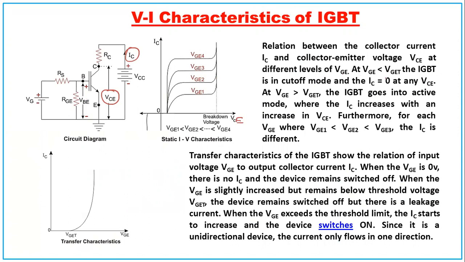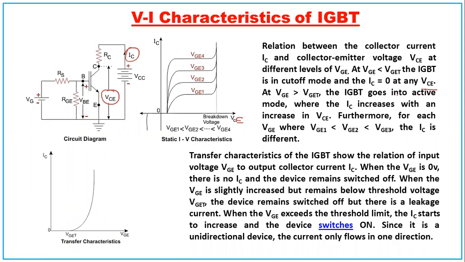So we have VGE less than the threshold value. There is a minimum threshold value. The gate pulse should be more than the threshold value. At VGE less than VGET, the IGBT is in cutoff mode, and the collector current will be zero. We're not getting the output because the gate pulse is not present, for any collector to emitter voltage.